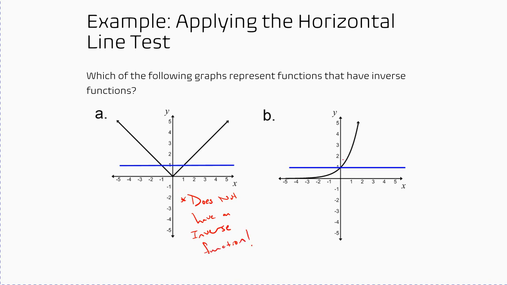This right here, we're going to learn in the coming weeks, is the exponential function. And this passes the horizontal line test because the horizontal line will only pass through it once. So this function here does have an inverse function.